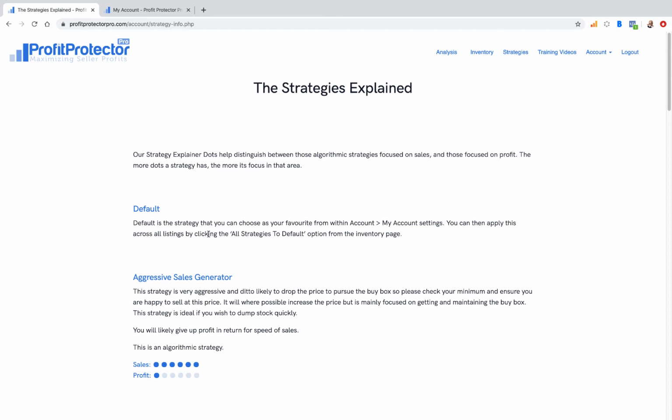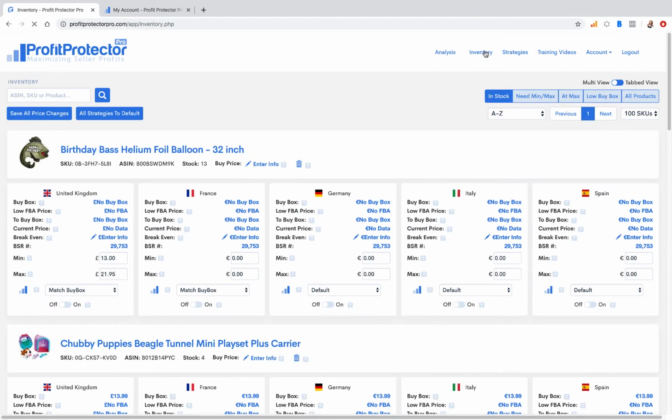Now you've got your default strategy, of course, and your default strategy is the one that you can use, is your favorite one, if you like. And you can use it if you're in your inventory page and you've set your default strategy, which I'll show you how to do in a second, you can click this button and it will change all of your strategies to your default strategy if that's what suits you for that moment.